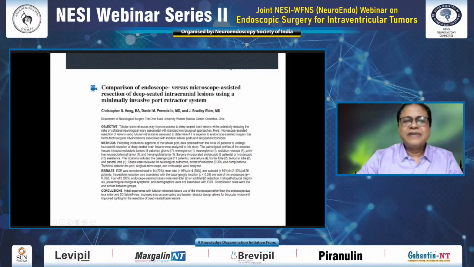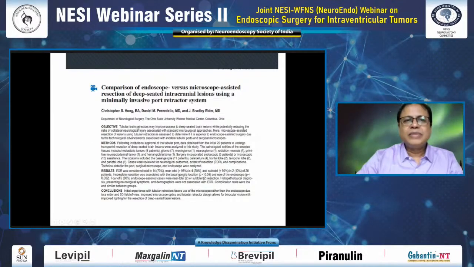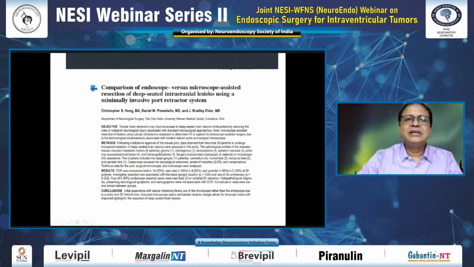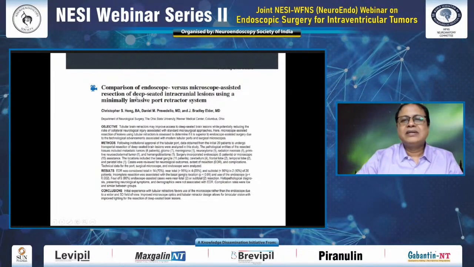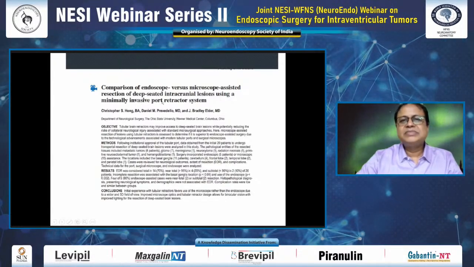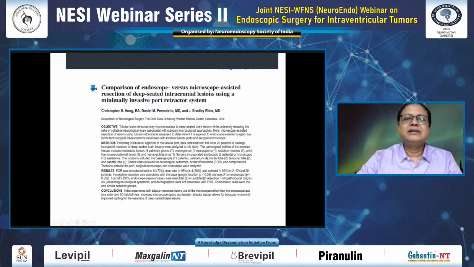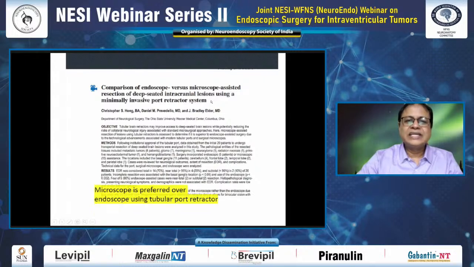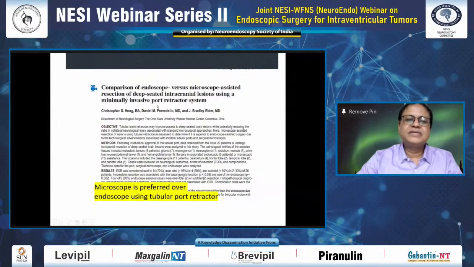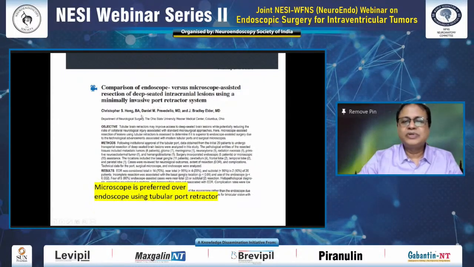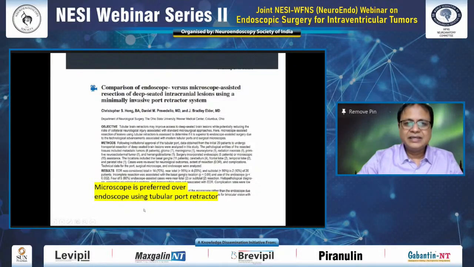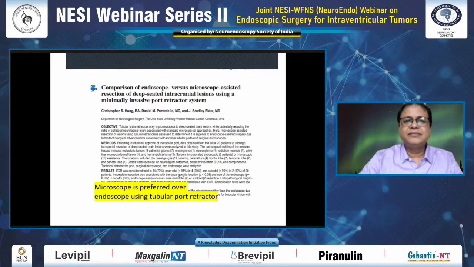So I didn't find a comparison of the complication rate in endoscopic versus microscopic assisted intraventricular tumor, but this was a comparison of endoscopic and microscopic resection of deep-seated intracranial lesion using a portal retractor. And what they reported, the final conclusion was microscope is preferred over endoscope using tubular port retractor. Though all my previous speakers may not agree, but this is what is in the literature.